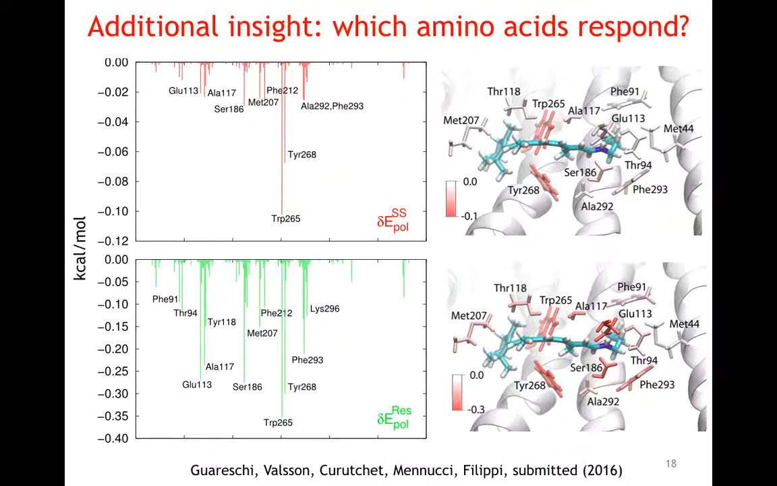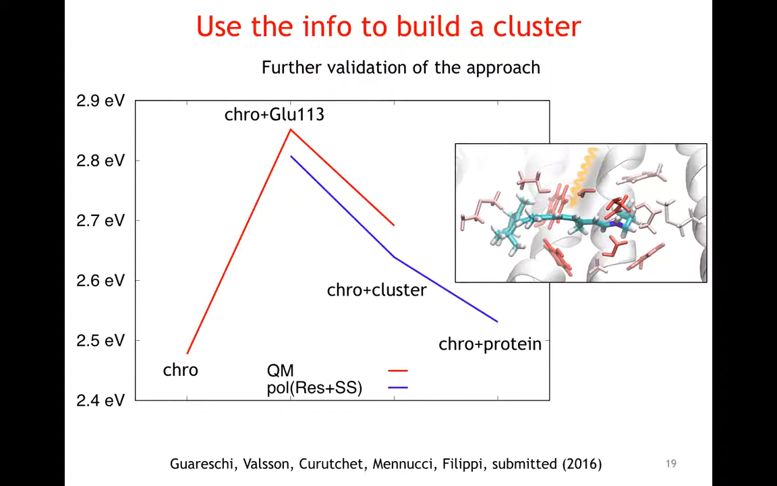So a useful thing that we can do with this information is to create a cluster with these amino acids that are important in the excitation and try to compare a calculation at the cluster level with the calculation using the polarizable force field. So we create a cluster with these amino acids, and we compare in this plot how an extended quantum calculation on these amino acids compares with quantum calculations only on the chromophore that is surrounded by the same amino acids, this time described with the polarizable force field.